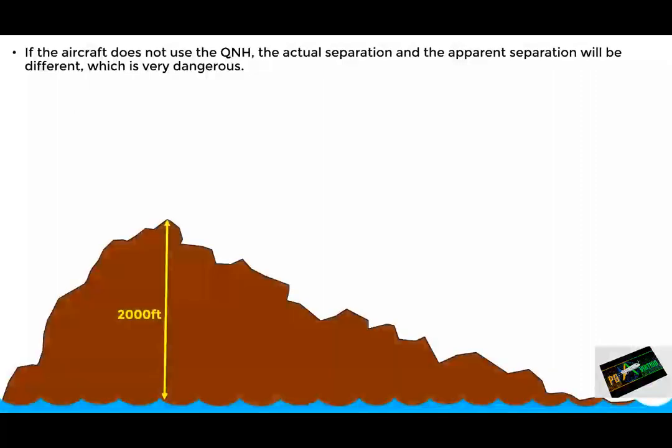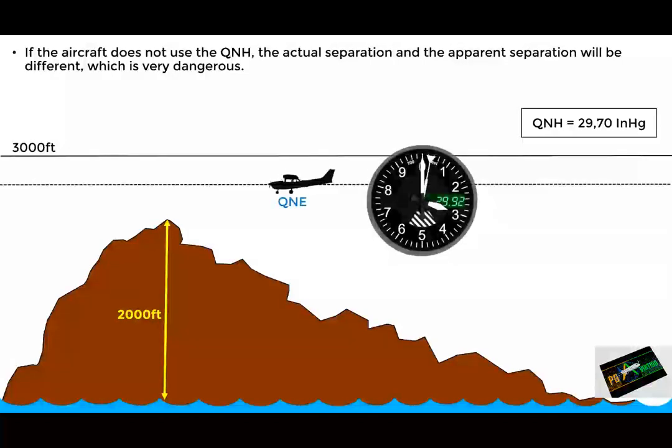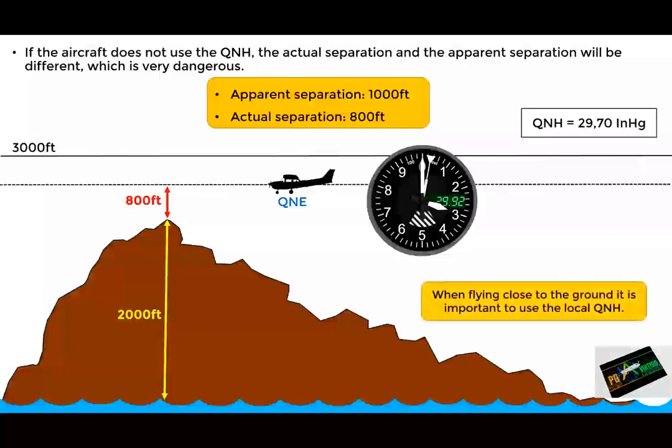Let's look at this example. Here we have the same situation, but now the local QNH is 29.70 and the altimeter of the aircraft is set with the QNE. Here, although the pilot is reading 3,000 feet on the altimeter, that is not the real altitude of the aircraft, since it is using a barometric reference which does not correspond to the sea level pressure. In this particular case, the actual separation with terrain is only 800 feet. In conclusion, while flying close to the terrain and obstacles, it is important to always use the updated QNH of the area in order to ensure an adequate terrain clearance.